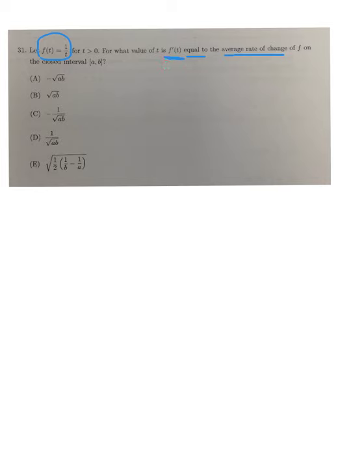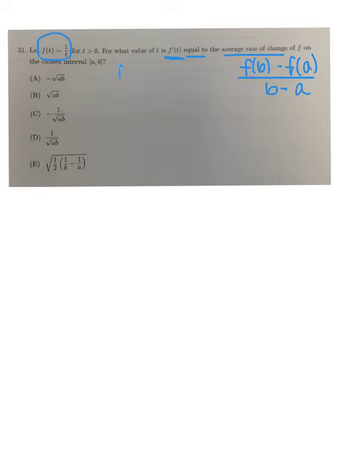Now let's see if you remember what the average rate of change is. Remember, average rate of change is f of b minus f of a over b minus a. Okay. All right, so let's start with f prime of t.